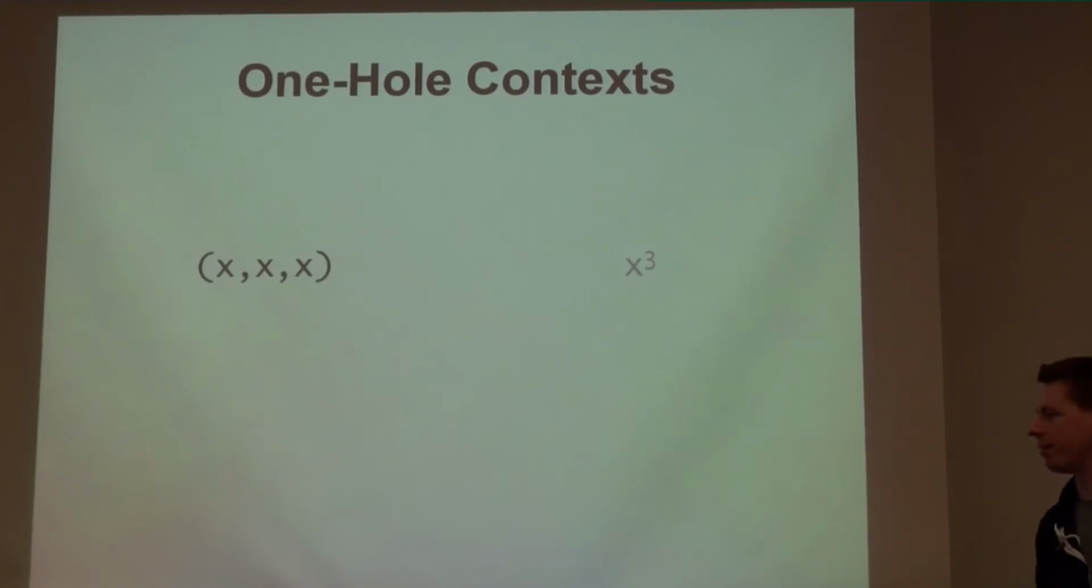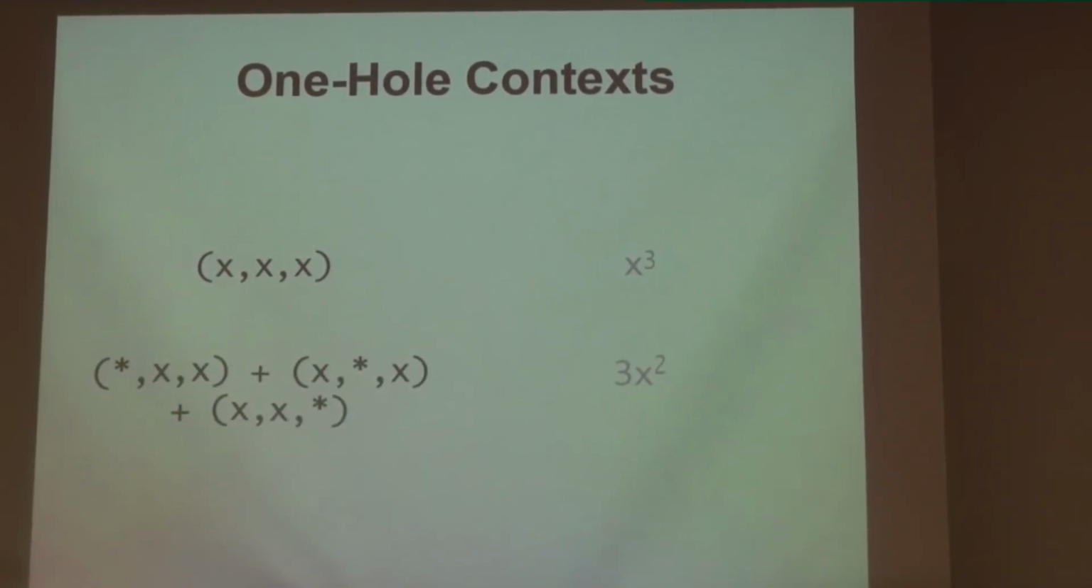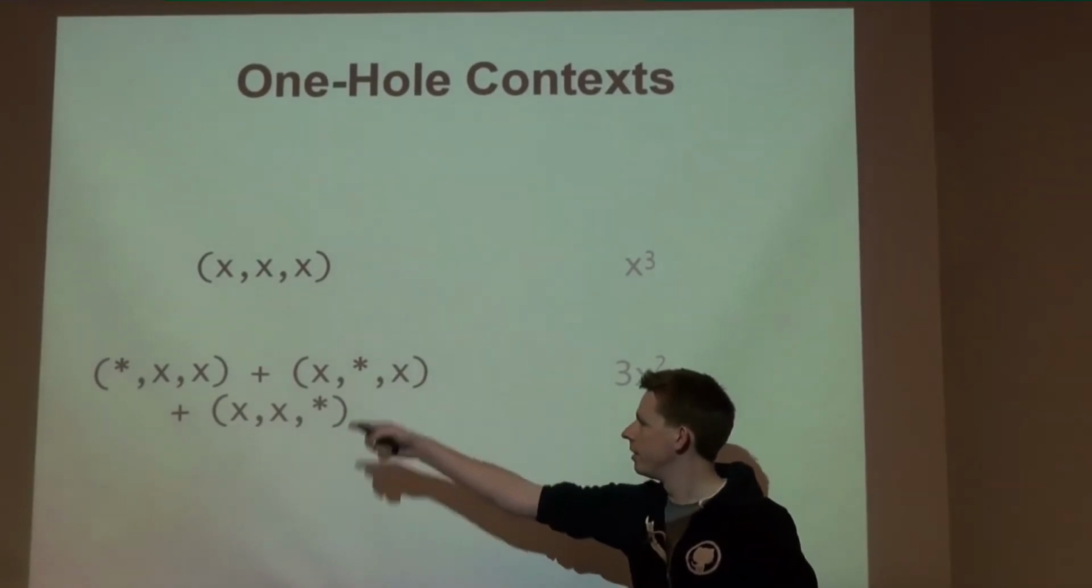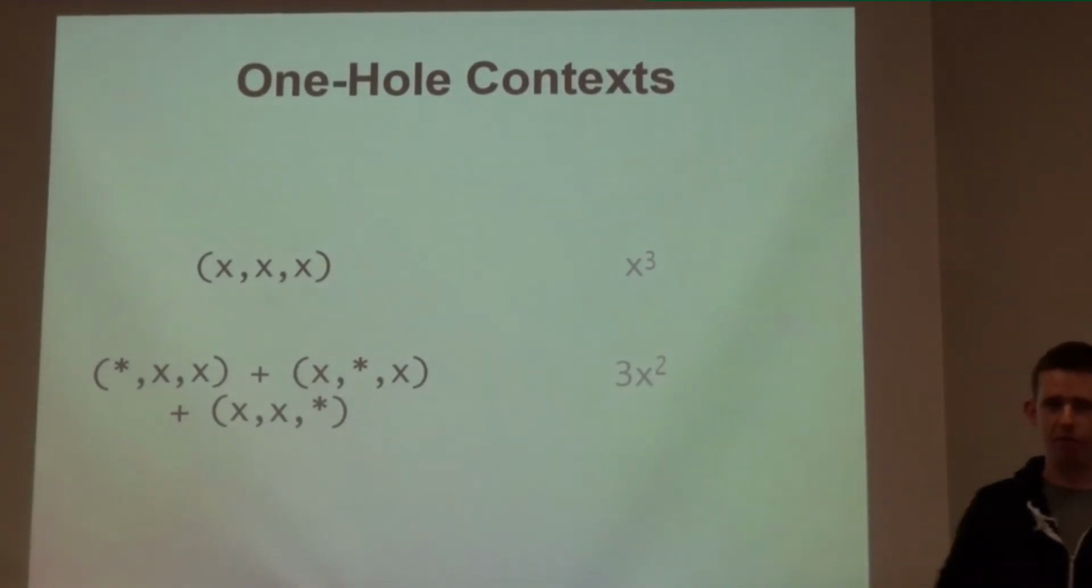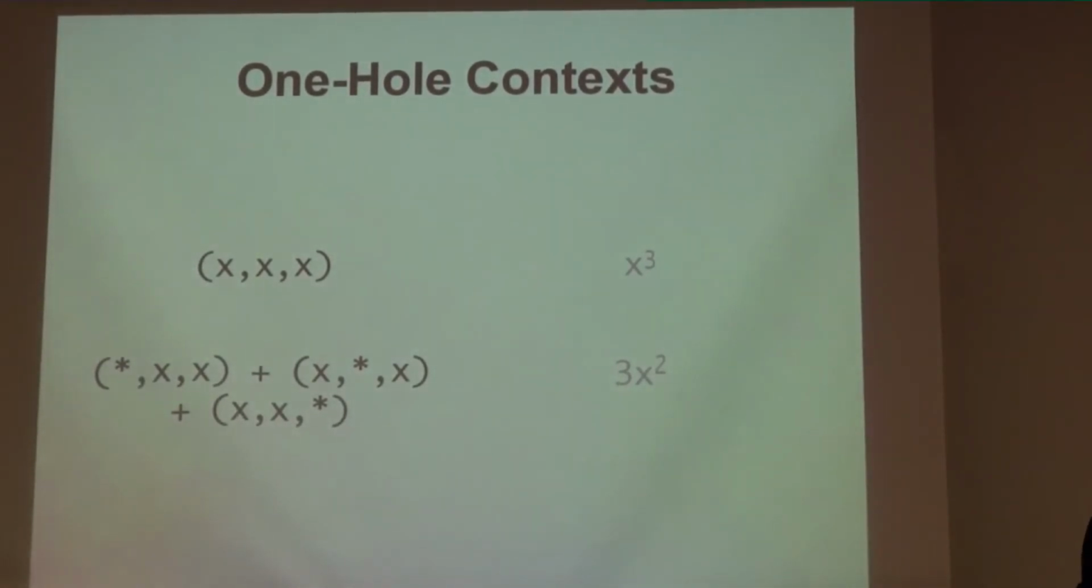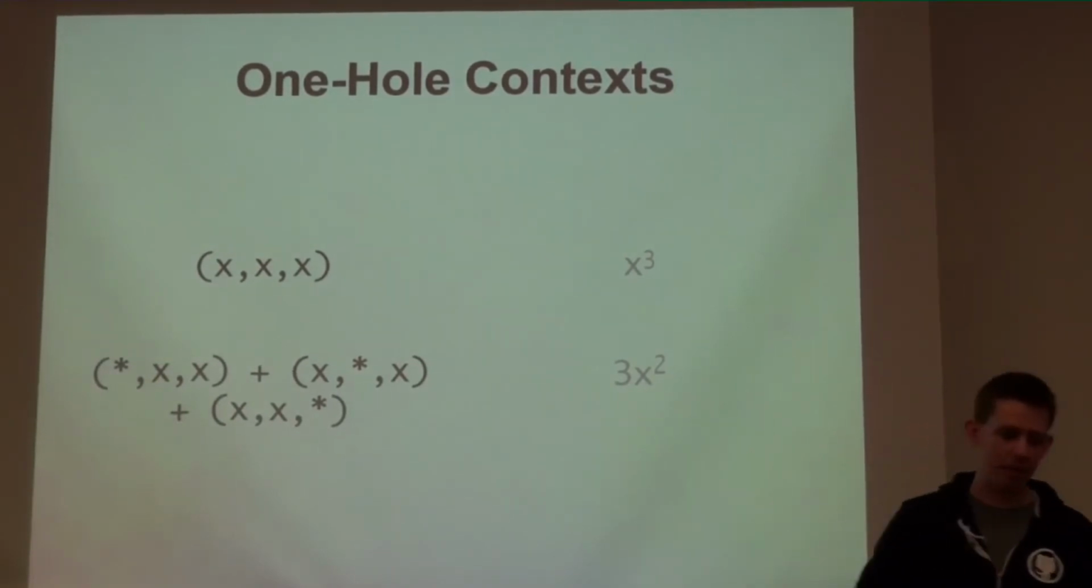We could do the same thing for a triple, so something of type x or x cubed. The hole could now be in the first slot, the second slot, or the third slot. So we end up with a sum type like this. And each of these terms is an x squared. And you have 3 of them because that 3 tells you where the hole is. So you have 3x squared.